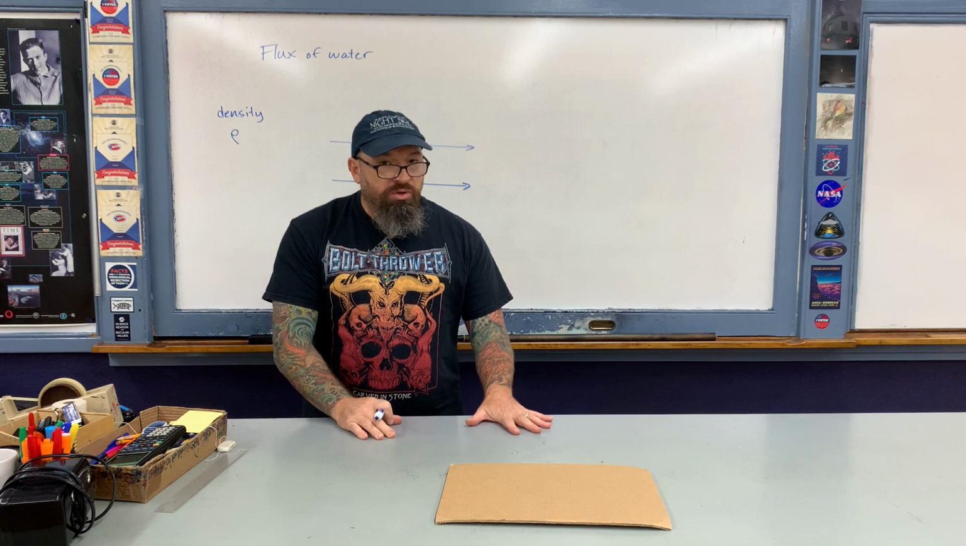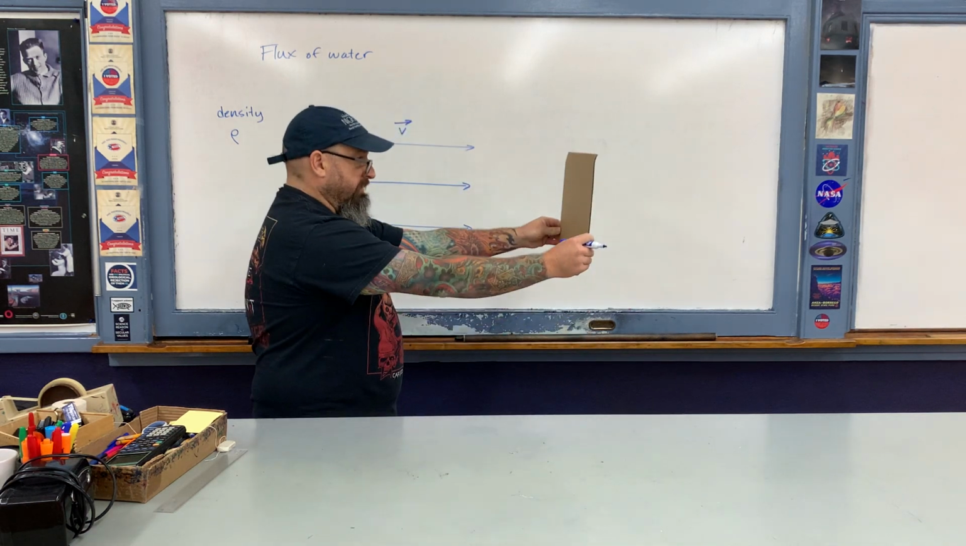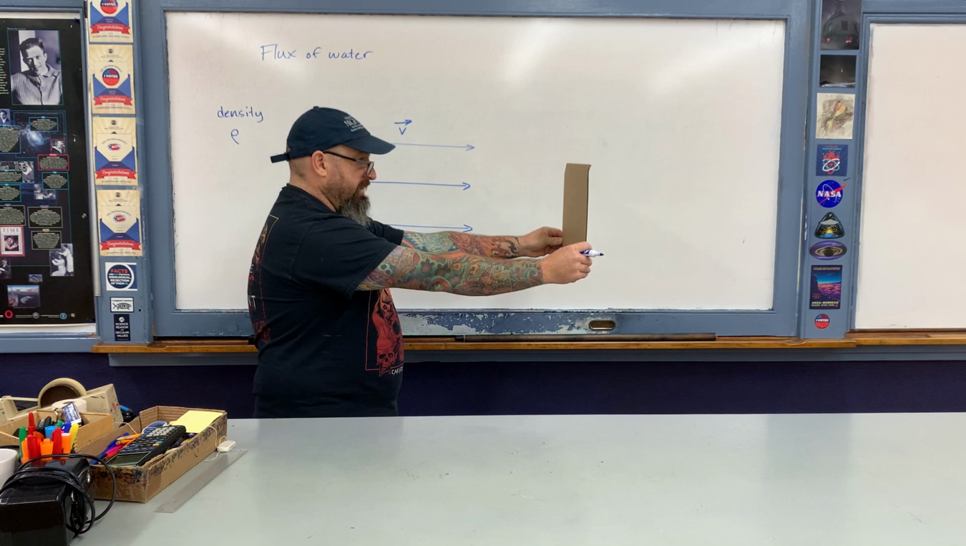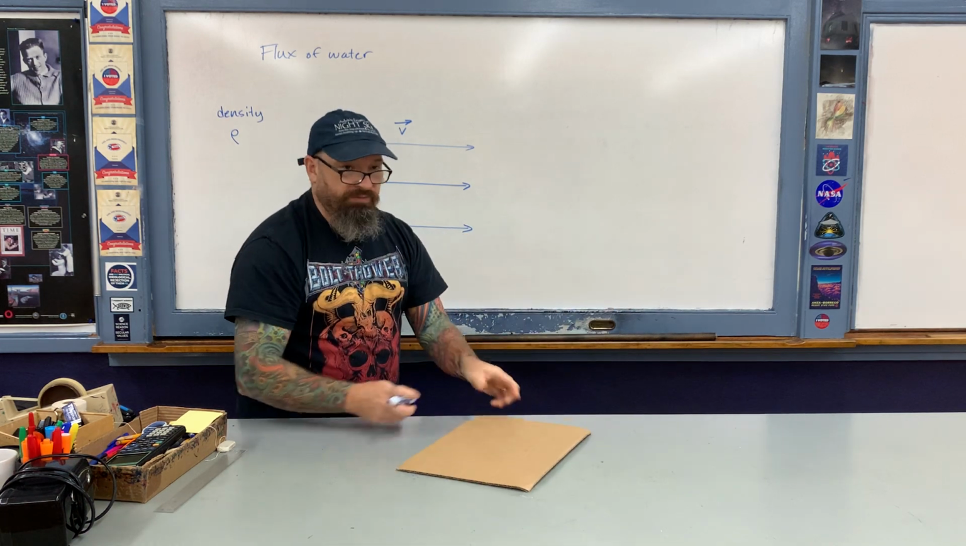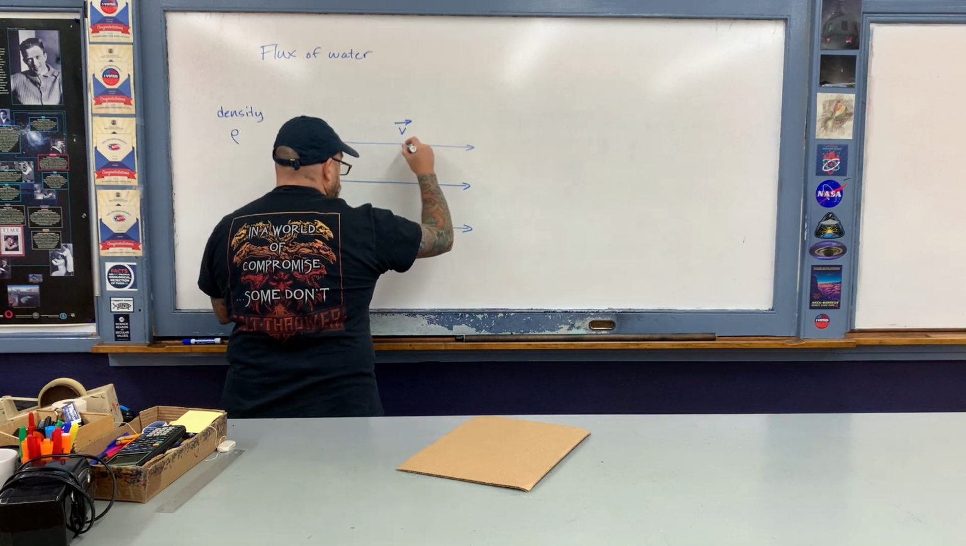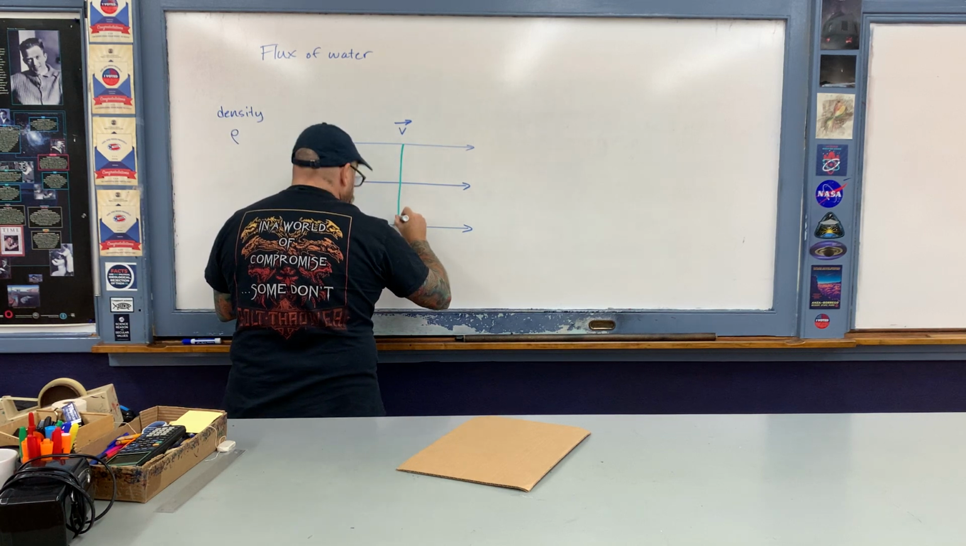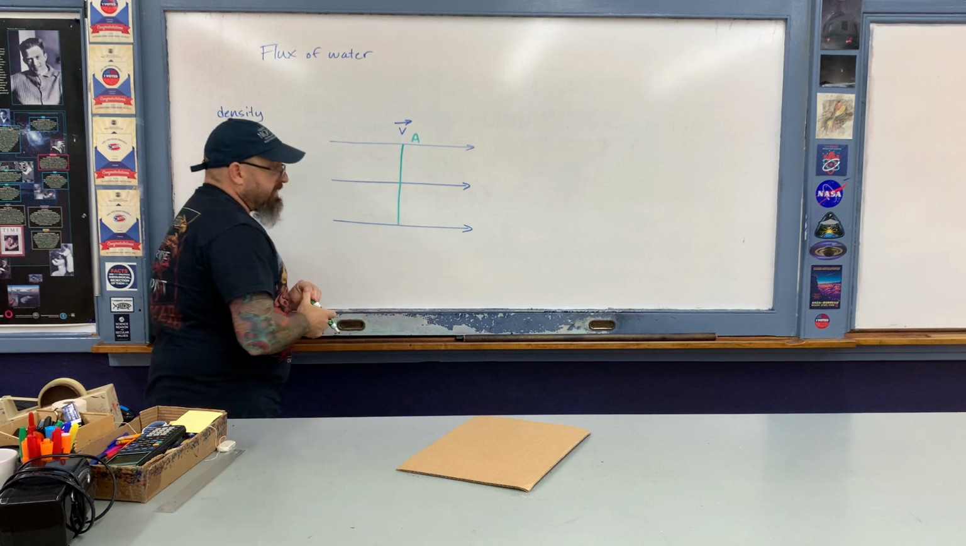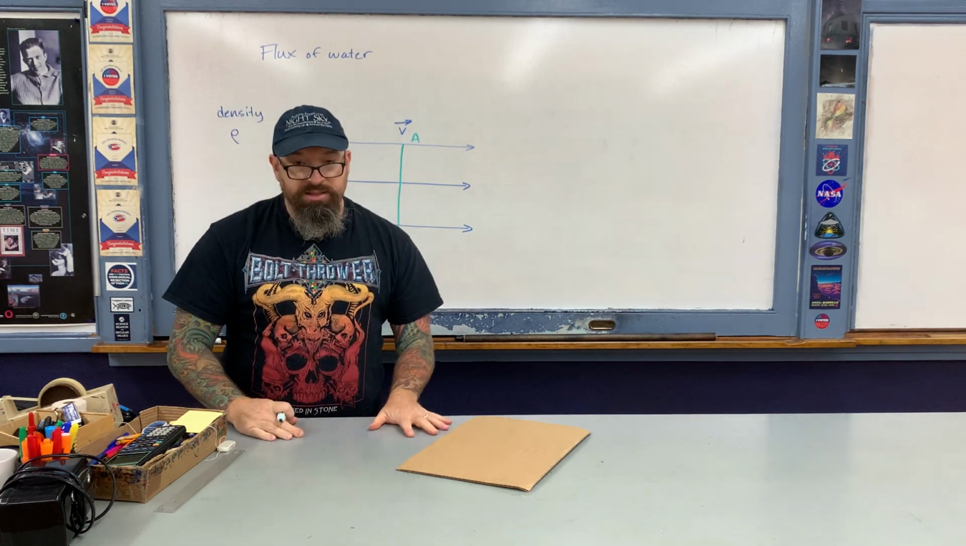Now what I'm going to draw here perpendicular to these field lines is an area. So for example, imagine this rectangle, and I look at this rectangle face on, in the direction that the water is flowing. So let me draw that area. We'll simply refer to it as A, and it's perpendicular to my field lines.